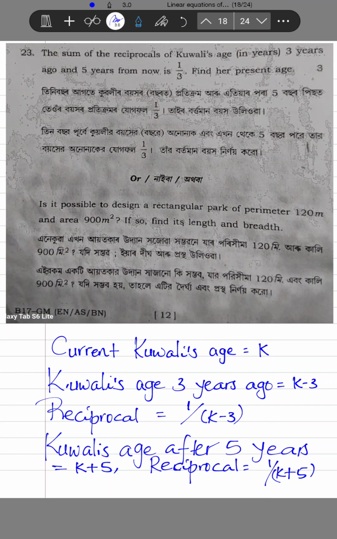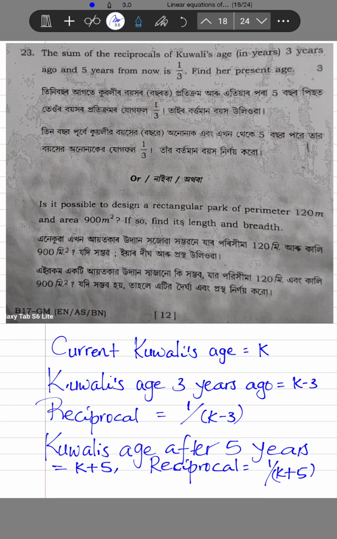Here we are given an option to solve one of these questions, but we can do both at this moment. The first one is saying the sum of reciprocals of Cavalli's age, that is 3 years ago and 5 years from now, is 1/3. Now the question is to find the present age. This is the first question.